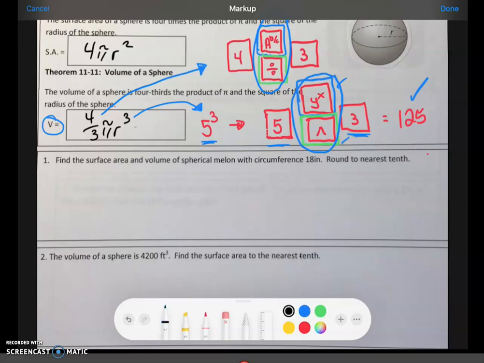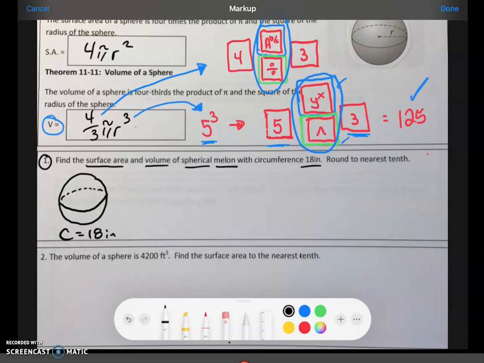Okay, we're going to do number 1 here. It says find the surface area and the volume of a spherical melon with circumference of 18 inches. So I'm going to give myself a picture. To draw one of these spheres, to make it look three-dimensional, you just draw a regular circle. And to give it three-dimensional, you kind of have to give it a belly. And then behind it, you make a dash, dash, dash line, a belly the other direction. Okay. This guy has a circumference of 18 inches.